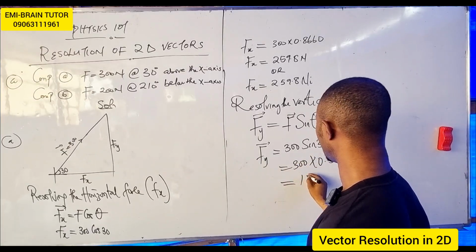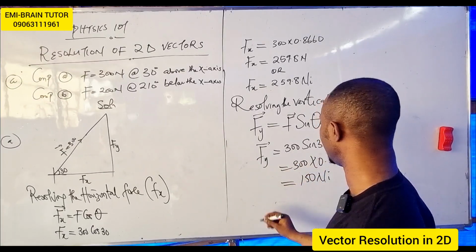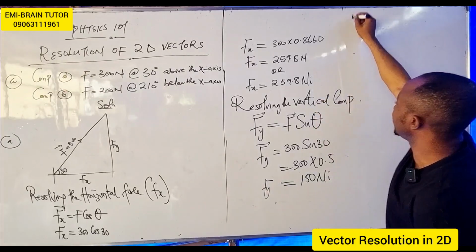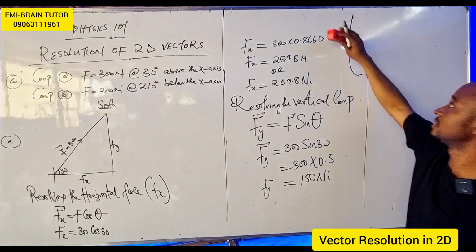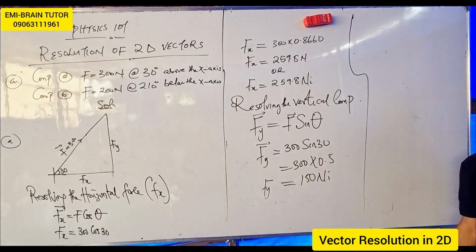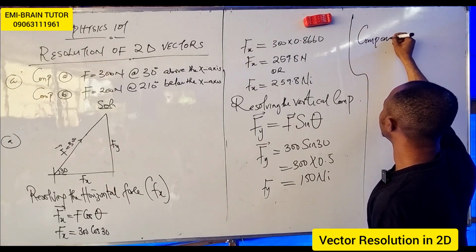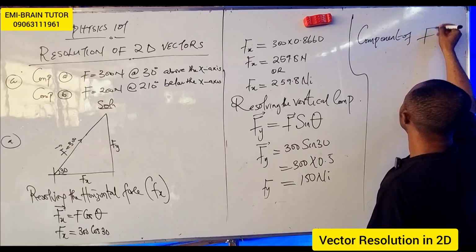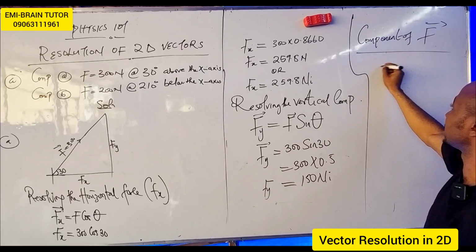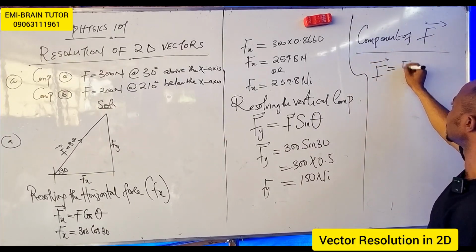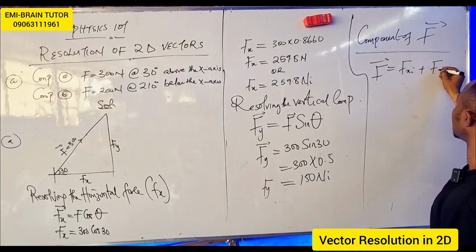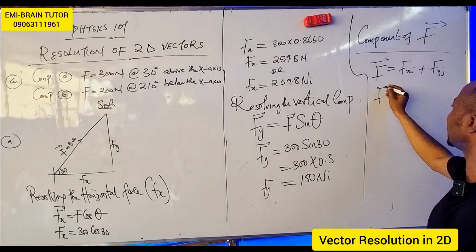That will give us 150 Newton j. When I say component, what does that imply? Vector notation. So the components here represent the vector notation, the components of F. What do we say it is again? F equals Fx i plus Fy j.